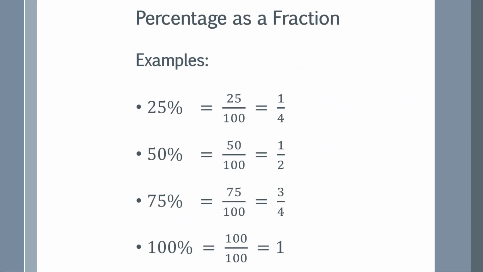Let's see how percentages can be written as fractions. 25% equals 25 over 100, which simplifies to 1/4. 50% equals 1/2. 75% equals 3/4. And 100% equals 1. To change a percentage into a decimal, divide by 100.